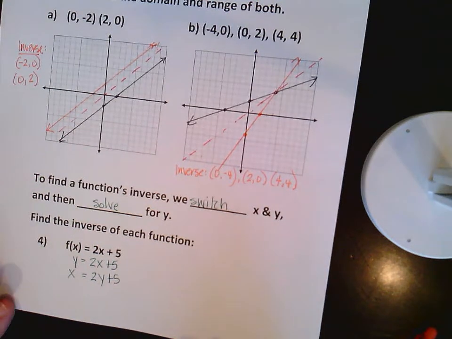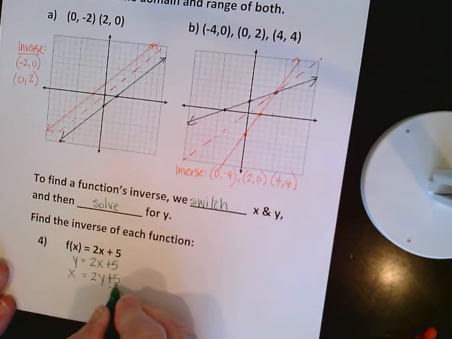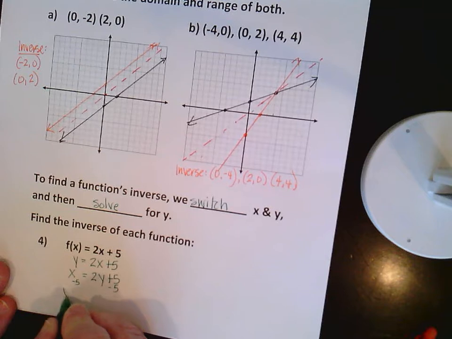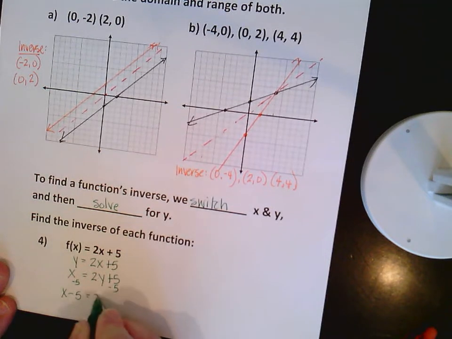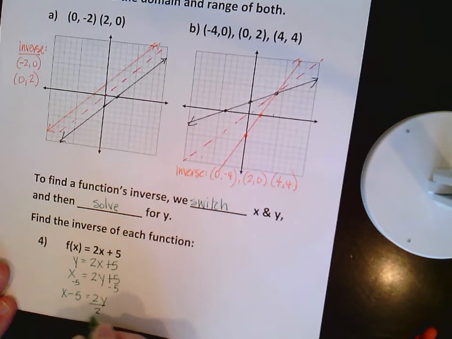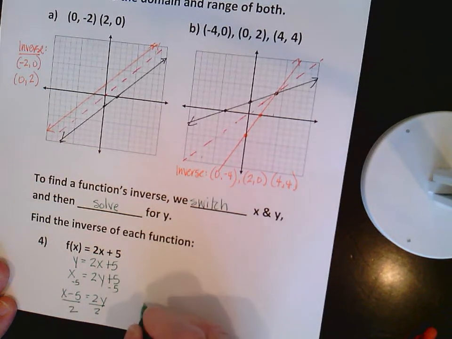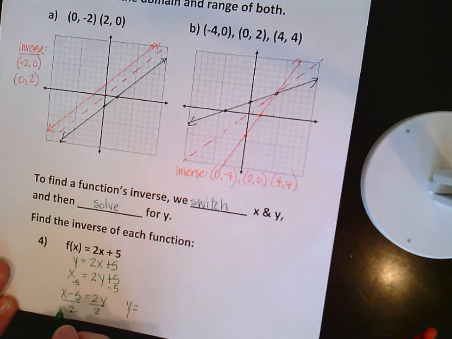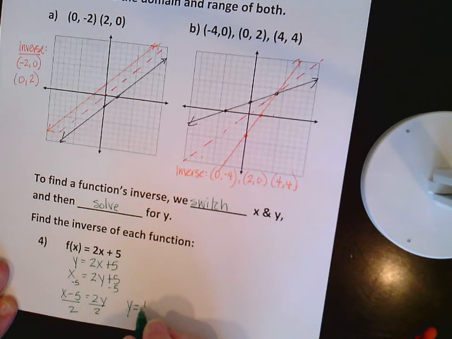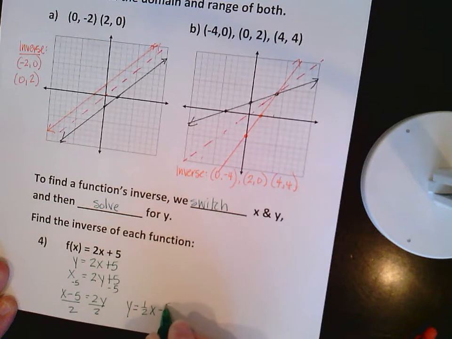And now I'm going to solve for y. So I'm going to subtract 5 from both sides. So I have x minus 5 equals 2y. And then I'm going to divide by 2. So what I have is y equals, and you separate this into x over 2 and -5 over 2. So this is 1/2 x minus 5/2.